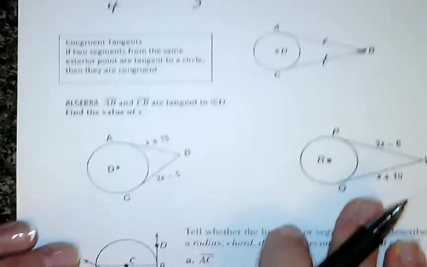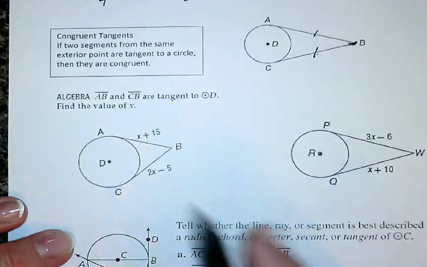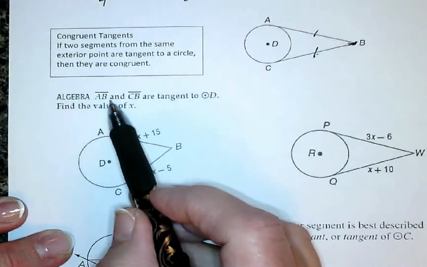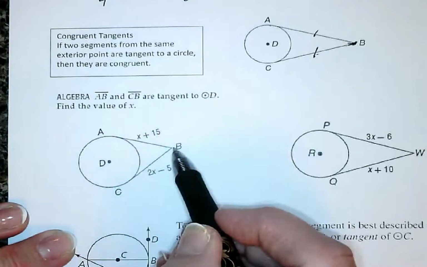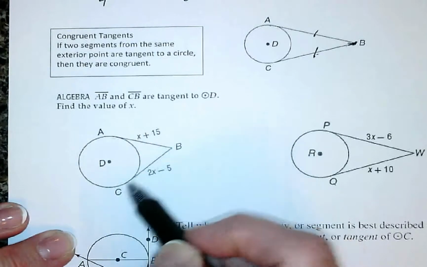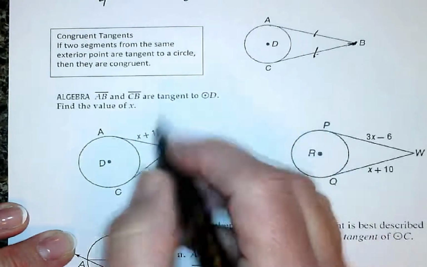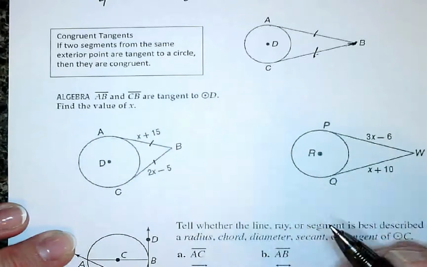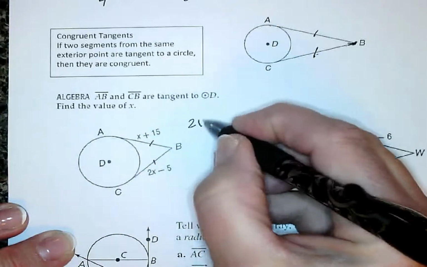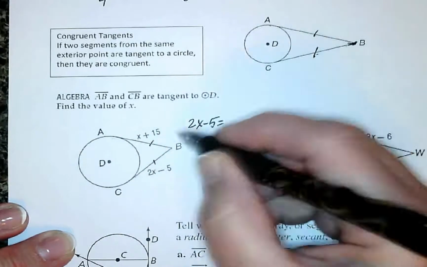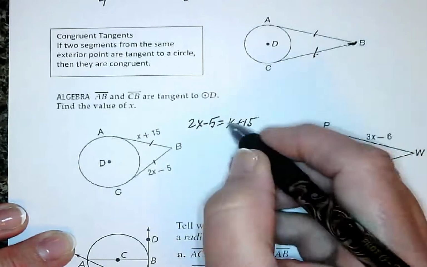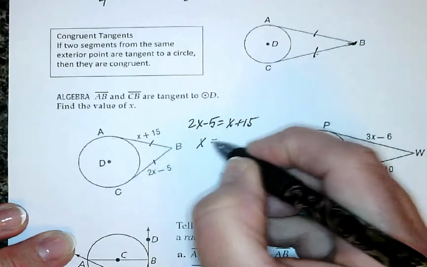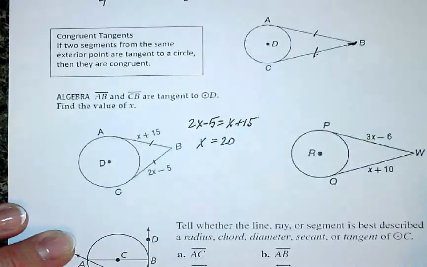So let's see how that is used here in this problem. They tell you a lot of information here. So AB and CB are tangent to circle D. So AB and CB are tangent. So we learned just from up there that those 2 segments are going to be equal. To set that equation up then, I'm going to use my algebra to set up the equation that they are equal to each other. When I subtract x and add 5, I get x equals 20.